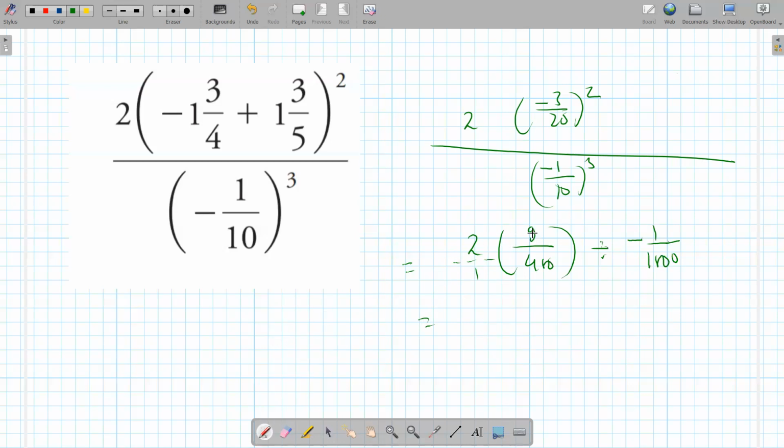Okay? So you want to multiply the numerator with the numerator, and you want to multiply the denominator with the denominator like this. And in this one, you want to flip it. Like that. Okay? Why don't you plug this in the calculator?